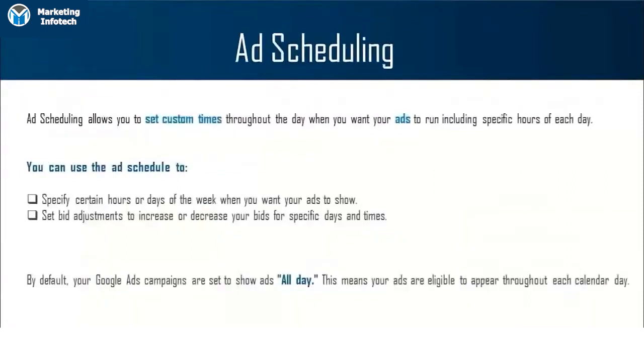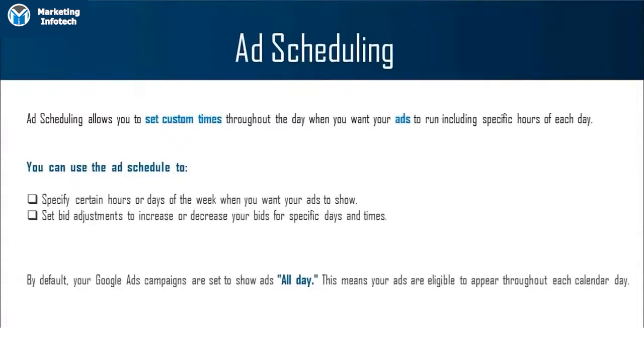Then comes ad scheduling. Ad scheduling allows you to set custom times throughout the day when you want your ads to run, specific hours for each day. For example, you can use ad scheduling for specifying a certain number of hours or days of the week when you want to show your ads.